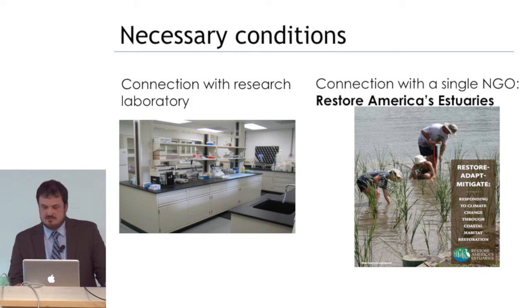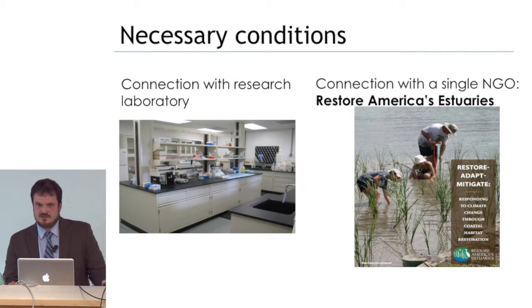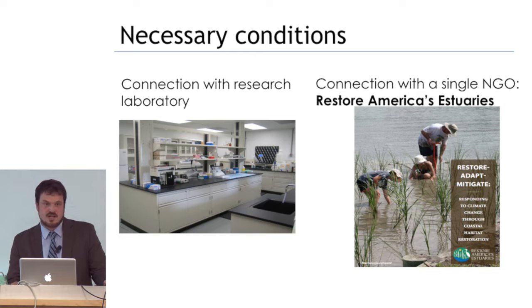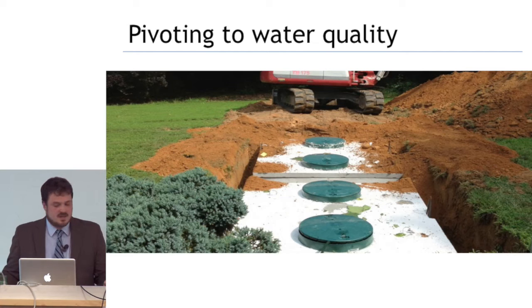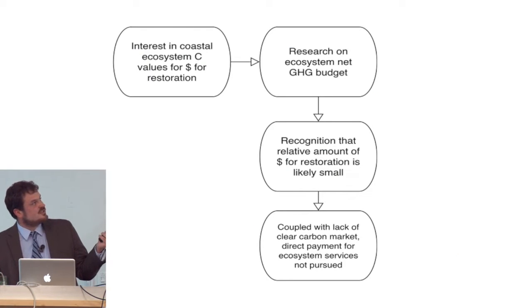One of the most interesting results from this work actually has to do with a transition that took place in several organizations when they first started considering whether or not to engage in work on blue carbon in their work. And that's what I call the pivot to water quality. So this is a septic system. And it goes something like this. An organization has an initial interest in coastal ecosystem carbon values in order to try to get some dollars for marsh restoration, which is part of what they're interested in.